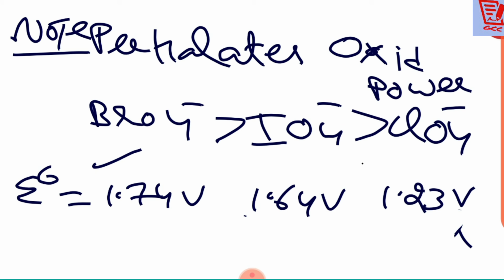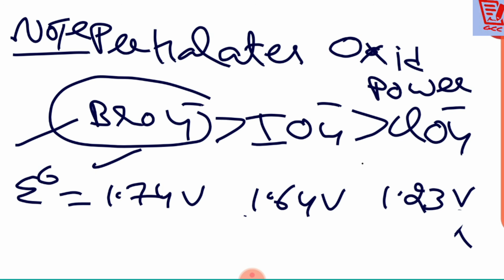Understood, all of you? Have you understood my point? So that is why, beta, BrO4 negative has maximum oxidizing power. BrO4 negative has maximum oxidizing power. Is that clear to all? Okay, so these are some queries for the oxo acids of halogen.